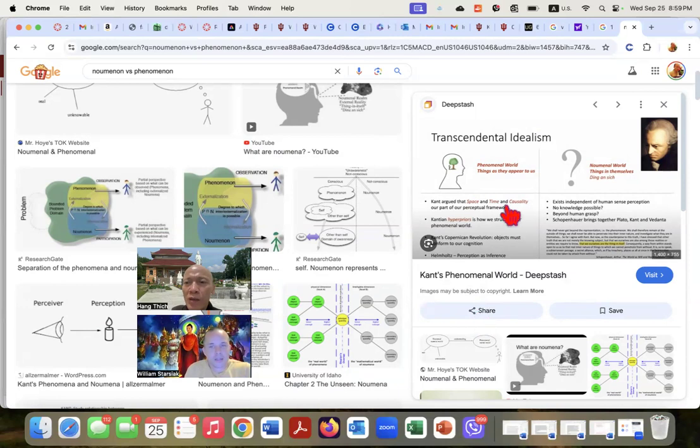Phenomena were things as they appear to us, right? Noumena was things in themselves. I guess space, time and causality are parts of our perceptual framework. Noumena exist independent of human sense perception, with no knowledge possible beyond human grasp. So in that sense, you can say it's like Buddha nature here, right? Beyond human grasp, independent from our senses, but phenomena depend on our senses to see, to witness.